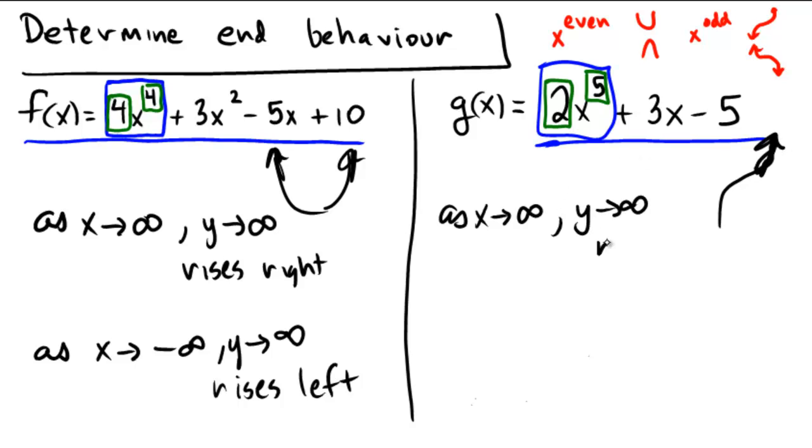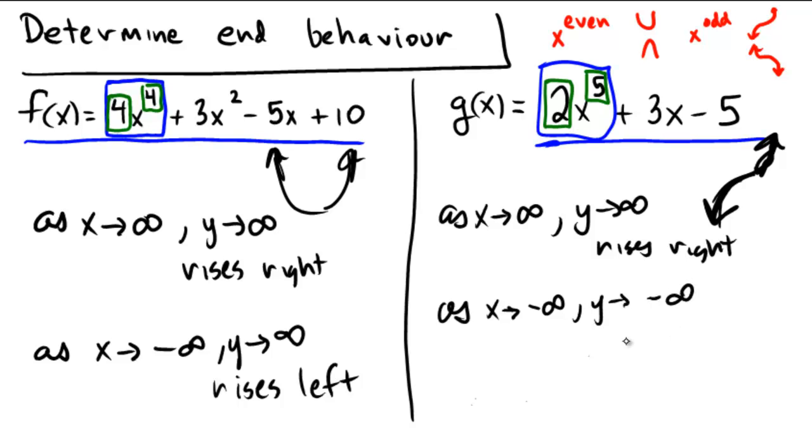So this one rises right, and then as you go towards negative infinity, in this direction, it's going downward. So we'd say as x goes towards negative infinity, y goes towards negative infinity. So it falls to the left. So we have rises right, falls left. Okay, why don't you try one example on your own here?